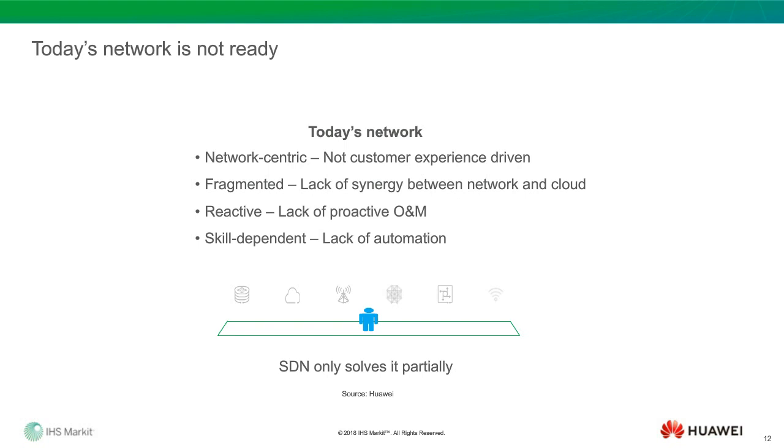Another one is the fragmented network. It means the physical devices and virtual environment: how to build the synergy and connect them to each other in a very dynamic, flexible way. That's another thing today's network cannot easily solve. Operations: we need to move from reactive mode to proactive mode. SDN also cannot really fix this easily. And also, if we still depend on manual skills, we need intelligence embedded in it to add automation.